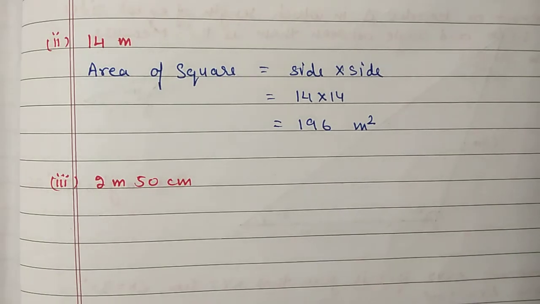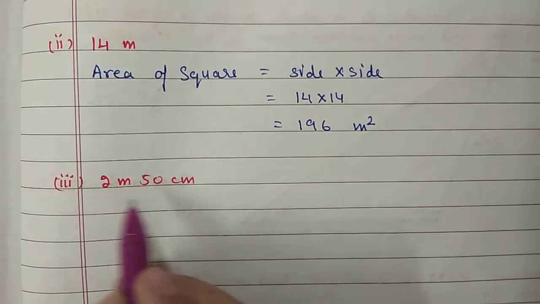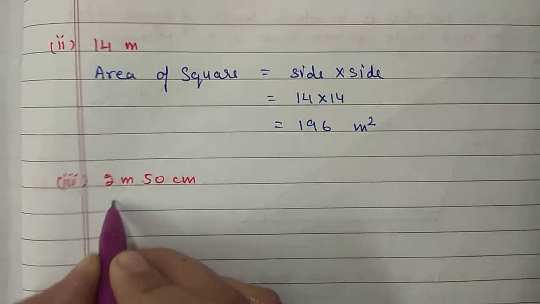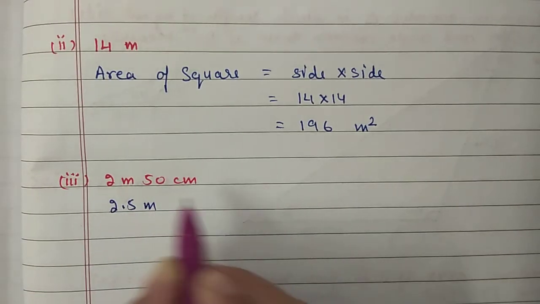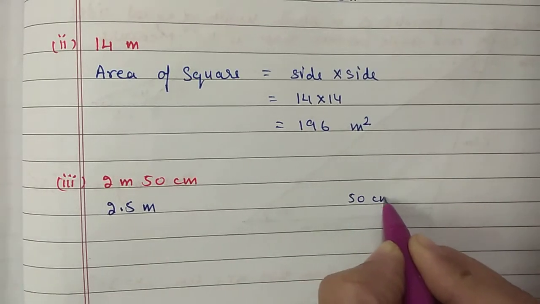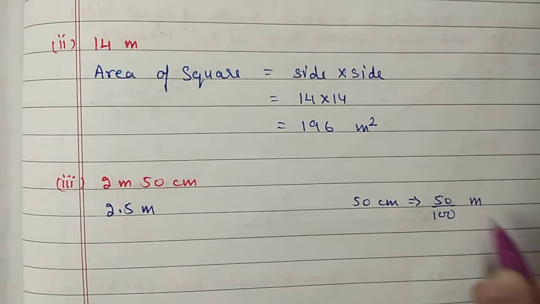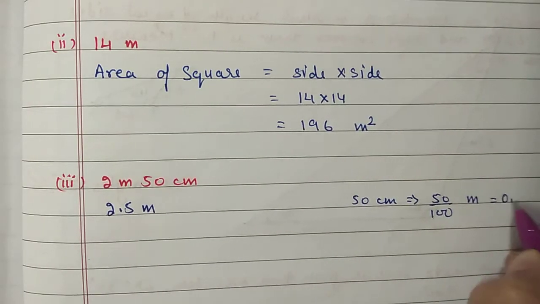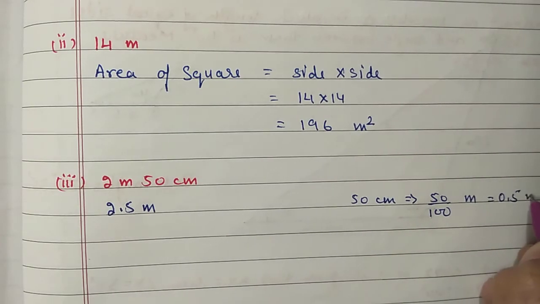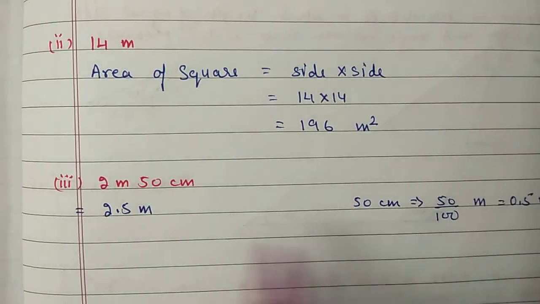Next, if each side is 2 meter 50 centimeter, here also first we have to change these units into the same unit. We can change meter into centimeter or centimeter into meter. So if we change everything into meter, then we will get 2.5 meter, because to change 50 centimeter into meter, we have to divide by 100. After dividing by 100 you will get 0.5 meter. So it will become 2.5 meter. 2 plus 0.5 will be 2.5.